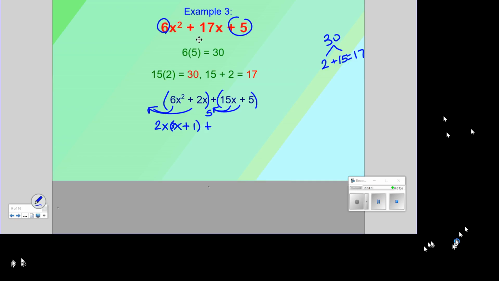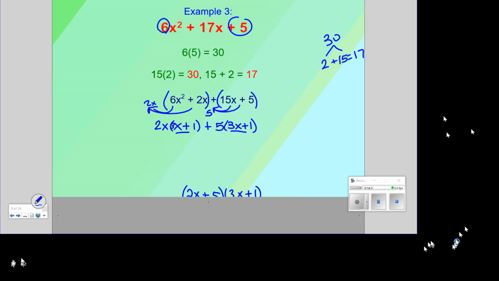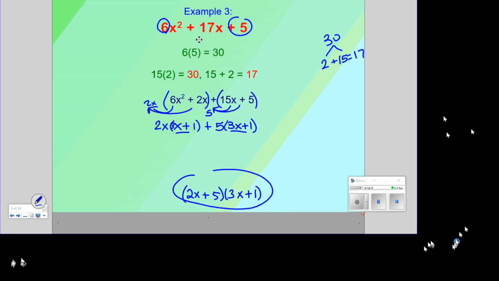Oh, sorry, I forgot the 3. Okay, so 5 came out of the last, and a 2x came out of the first, leaving us with 3x plus 1 inside, both of those times 2x plus 5. All right.